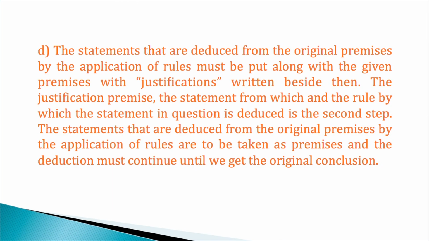Number 4. The statements that are deduced from the original premises by the application of rules must be put along with the given premises with justifications written beside them. The justification is the premise, the statement from which, and the rule by which the statement in question is deduced. The statements that are deduced from the original premises by the application of rules are to be taken as premises, and a deduction must continue until we get the original conclusion.